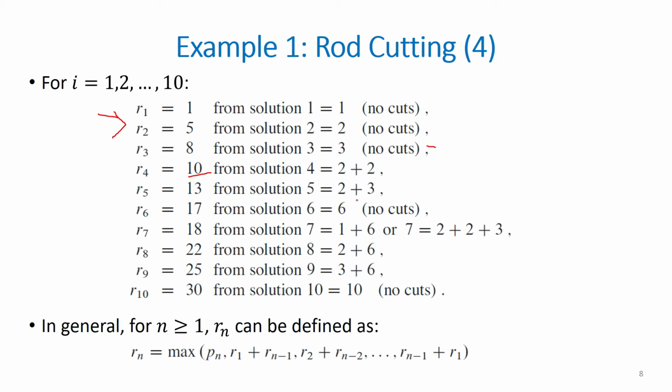Therefore, the general equation to calculate Rn is given as such. It is the maximum of the price of the rod of length n and the sum of the revenue of a 1-inch rod and a rod of length n minus 1 inches, and the sum of the revenue of a 2-inch rod and an n minus 2-inch rod. This goes up to the sum of the revenue of a rod of length n minus 1 and a 1-inch rod. Note that the second argument and the last argument are the same.